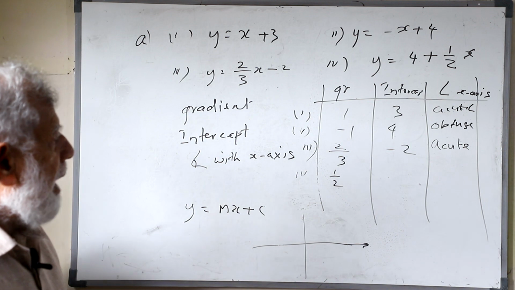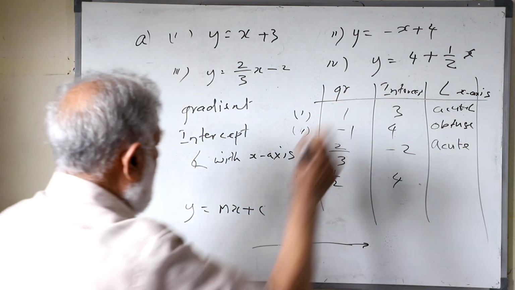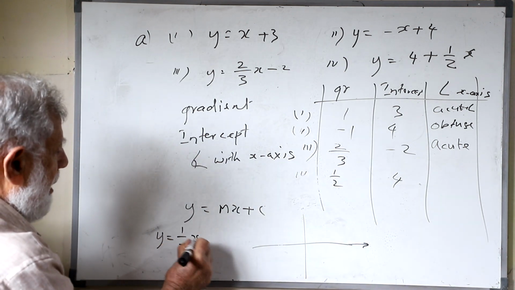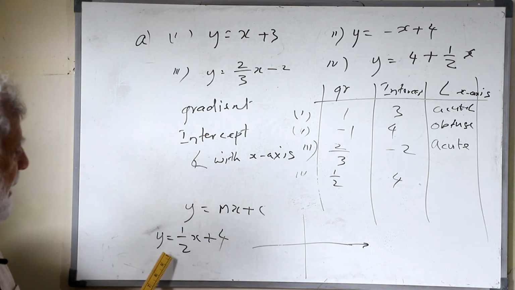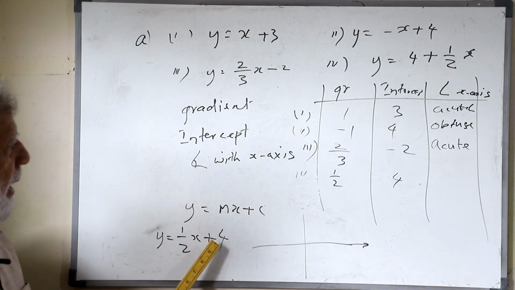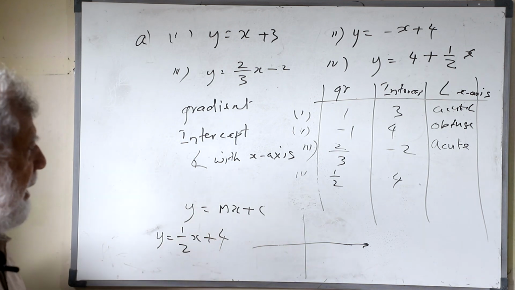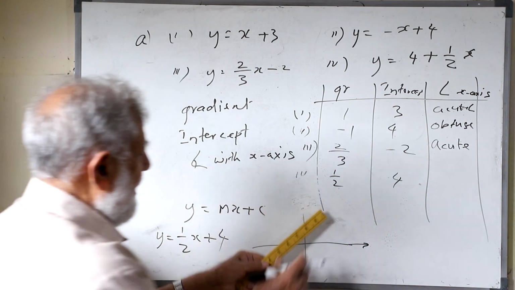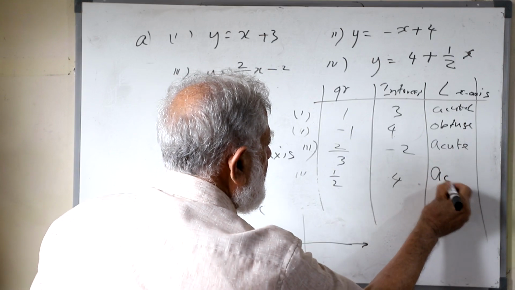The gradient is half, and the y-intercept is 4. We can write that equation like this: y is equal to half x plus 4, all positive. So half is the gradient and the y-intercept is 4. And what angle does it make? The gradient is positive. Half positive means an acute angle. So it will be, half means maybe like this. So it's an acute angle.